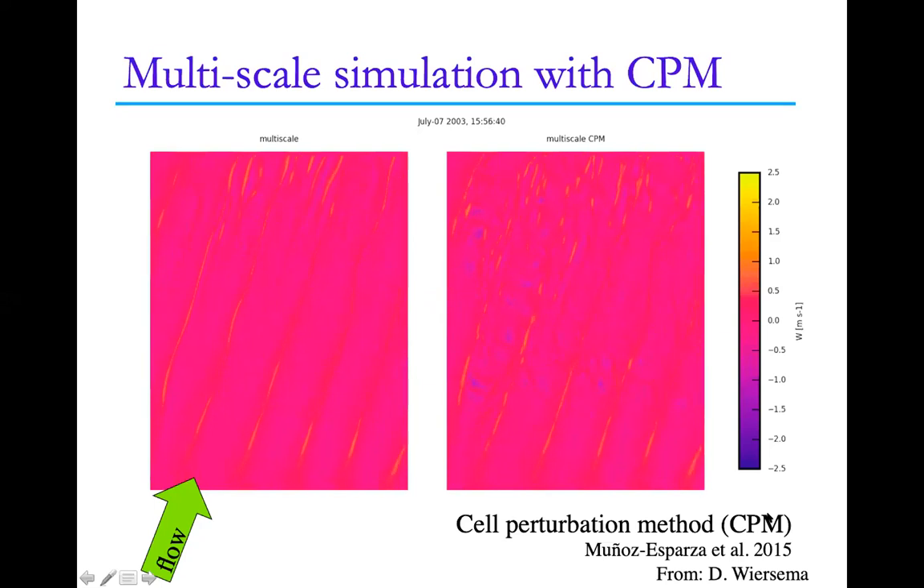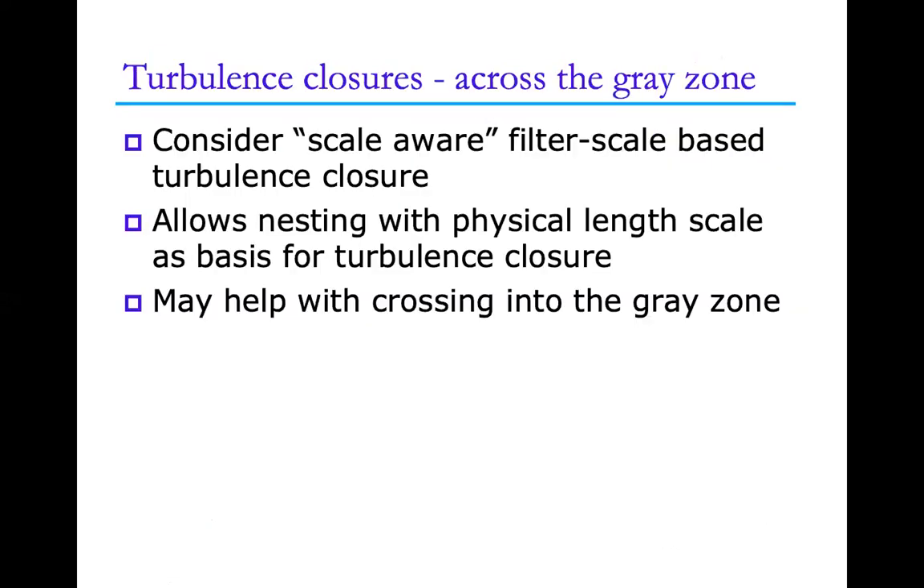What I am going to spend some more time talking about is the effect of the turbulence closure model. And specifically, we're going to consider a scale-aware closure model that uses the length scale of the grid resolution as the basis for the turbulence closure instead of using a PBL scheme at the intermediate resolutions. And the question is whether this will help with crossing into the gray zone.